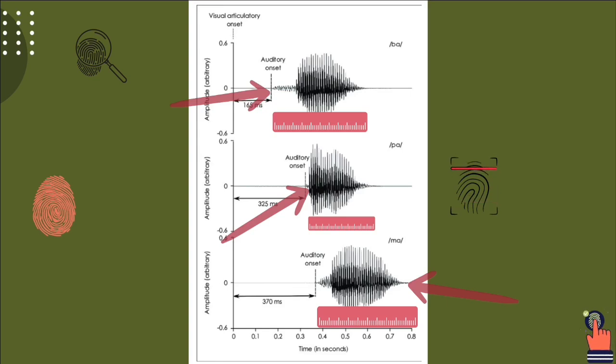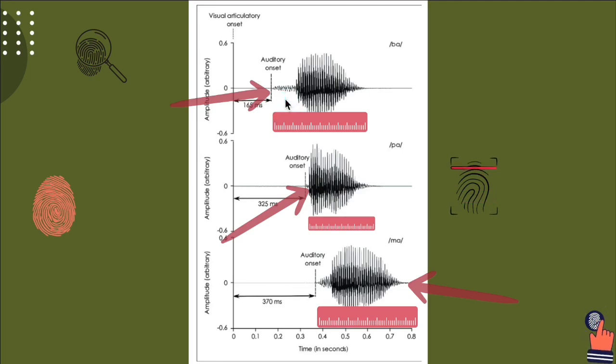So the auditory onset is when you actually start hearing the sound. There's always a little bit of time between when you start making a sound and when you hear it. And this time is different for each sound. So, for example, the sound b, notice how the sound starts almost immediately after you begin making it.